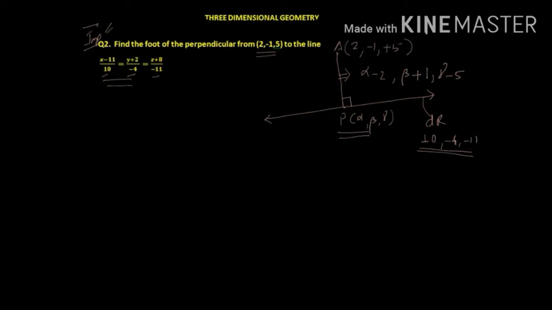Why is it so? Because we have got one theorem earlier that if x1, y1, z1 and x2, y2, z2 are 2 distinct points, then one of the direction ratios of the line joining those 2 points will be given by x2 minus x1, y2 minus y1 and z2 minus z1. The same thing we have used.